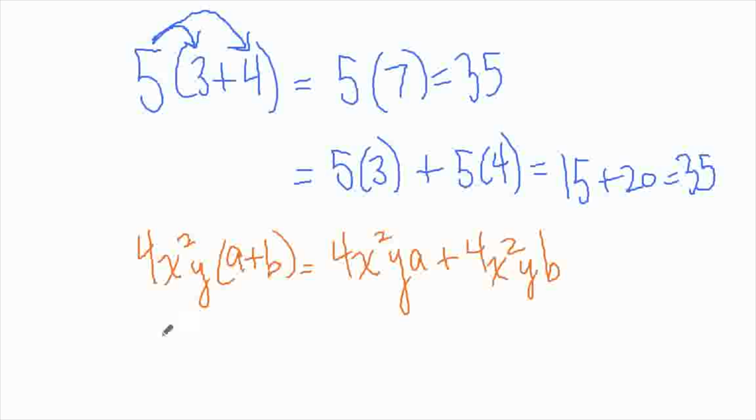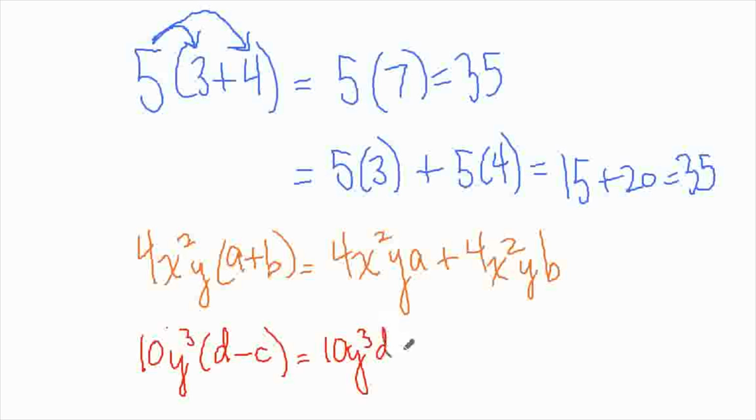What if I had a subtraction instead of an addition? So let's say now, how about 10y cubed times d minus c. Alright, this time you still multiply like we did before, but this time you're going to subtract the product. So 10y cubed d minus 10y cubed c. Alright, so that's all well and good.